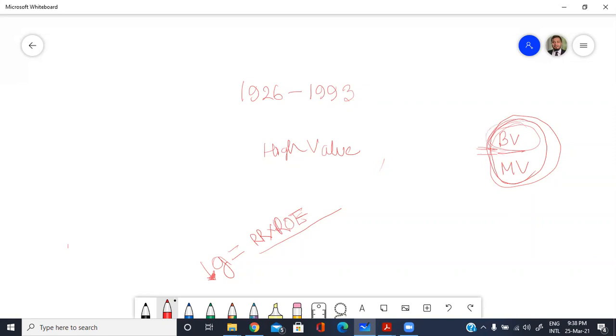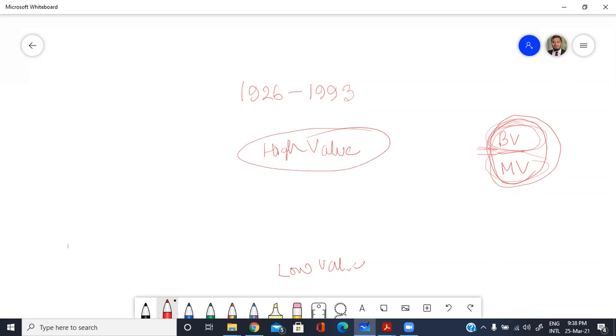It comes from the statement of financial position. It comes from the market. Okay. Now it has been found that if we sort the companies from high value to low value, this group tends to provide higher return relative to this group in the long run.